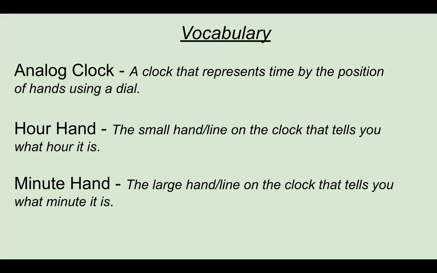Analog clocks have an hour hand. This is the small hand or the line on a clock that tells you what hour it is. Analog clocks also have a minute hand. It is the large hand or line on a clock that tells you what minute it is. So our small hand tells the hour and our large hand tells the minute. All right, let's move on.